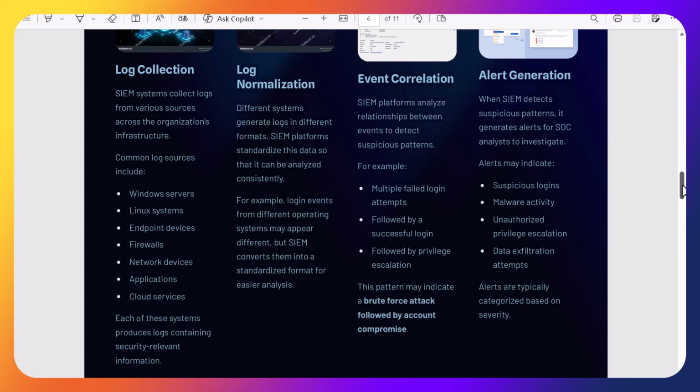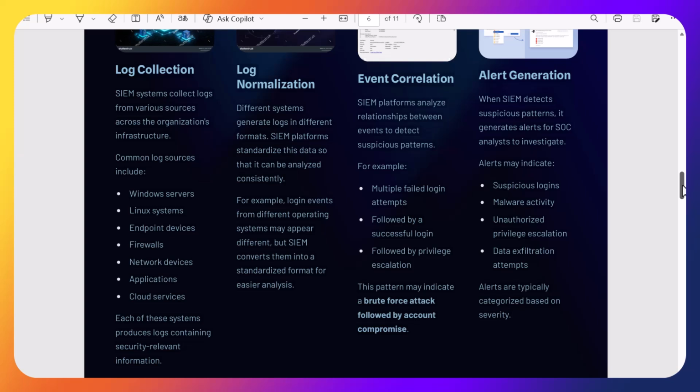SIEM platforms solve this problem through a process called log normalization. Log normalization means converting logs from different formats into a standardized format. This allows analysts to analyze and compare data more easily across different systems. For example, login events from different operating systems may appear different originally, but SIEM converts them into a common structure for easier analysis.